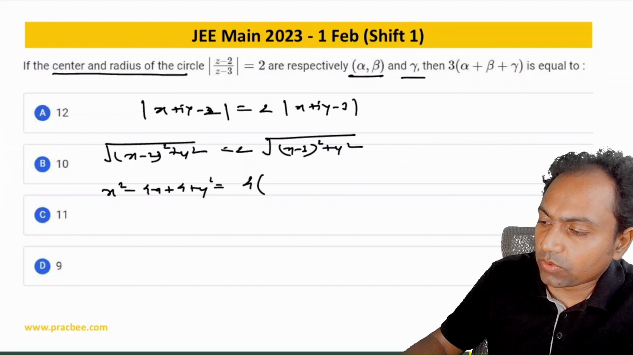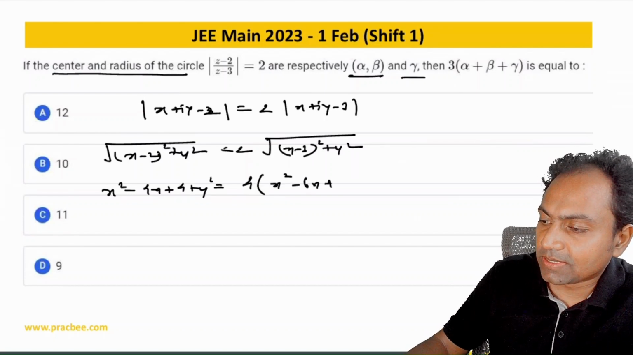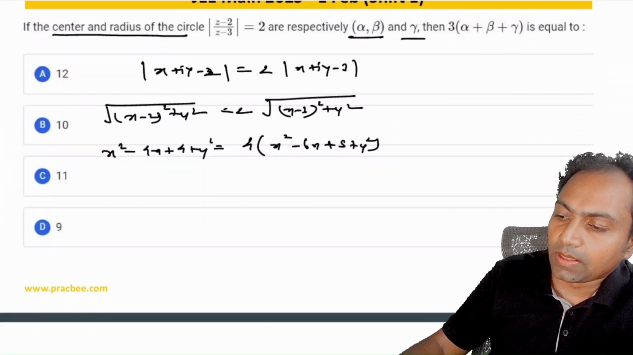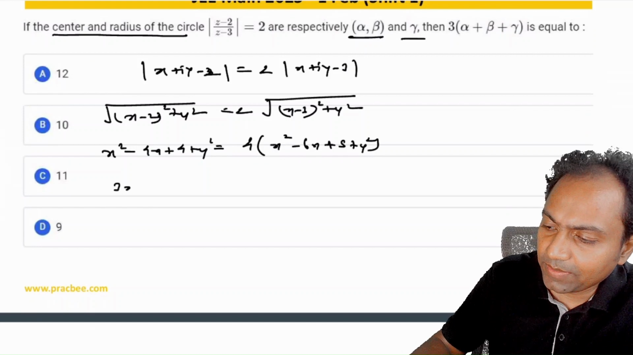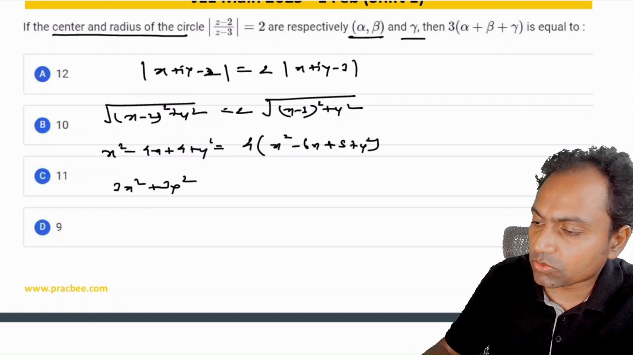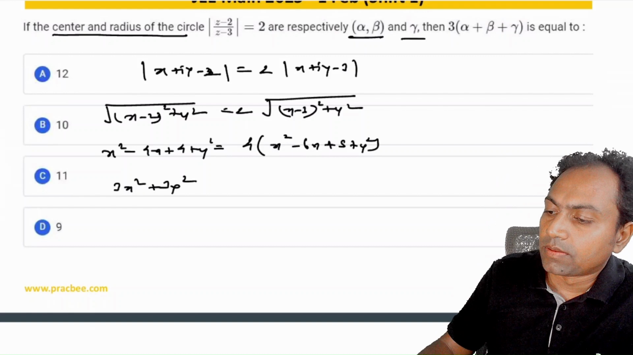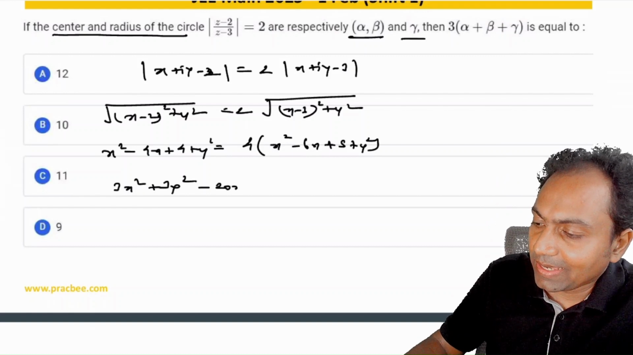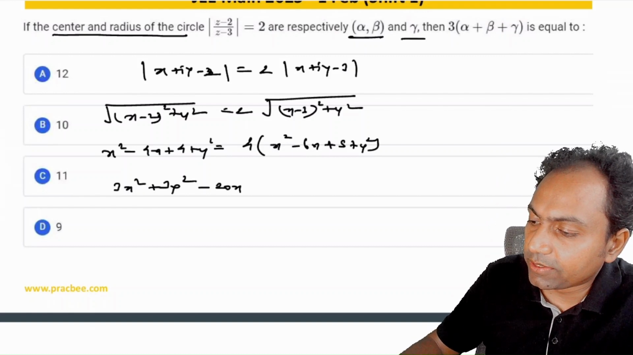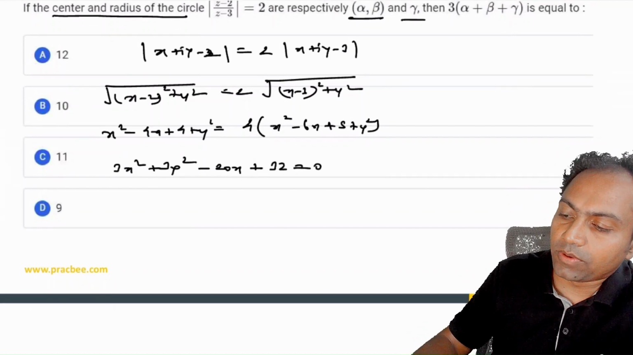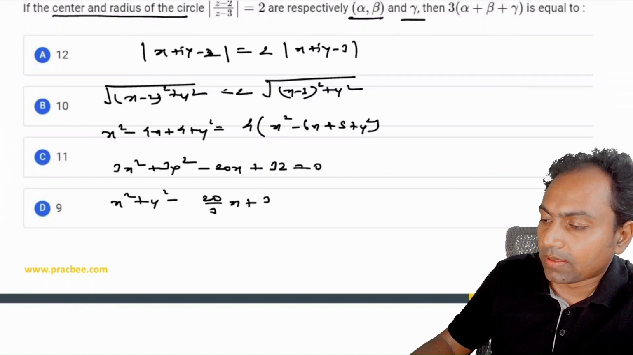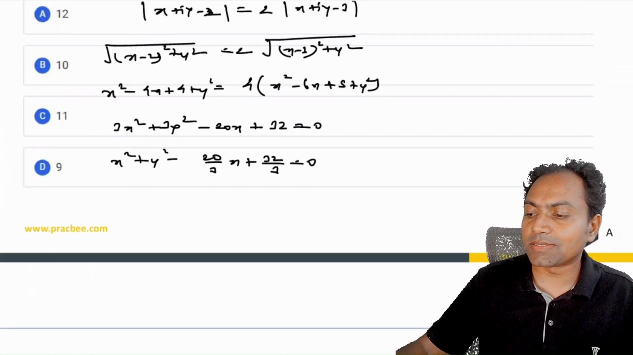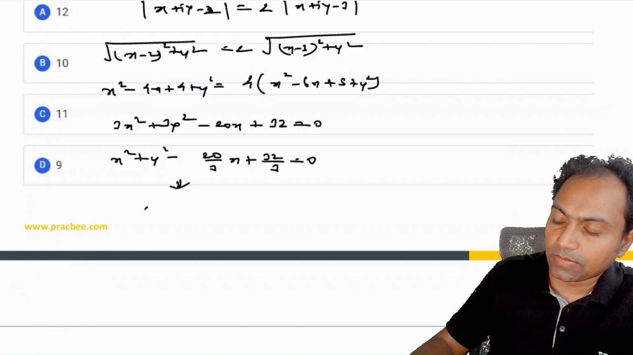And this becomes 4 times x square minus 6x plus 9 plus y square. And if I simplify this, you can see that we will ultimately get 3x square plus 3y square minus 20x, and then 36 minus 4 will be 32 equal to 0. And if you divide it by 3, what you get is nothing but a general equation of a circle which looks like this.